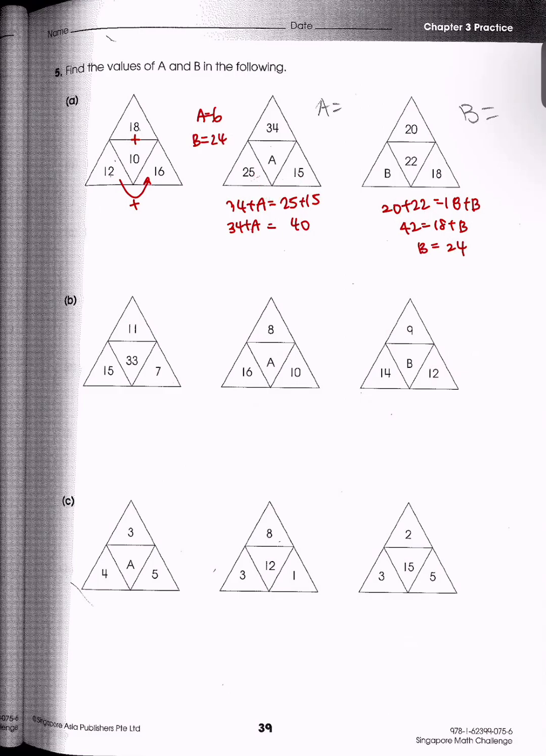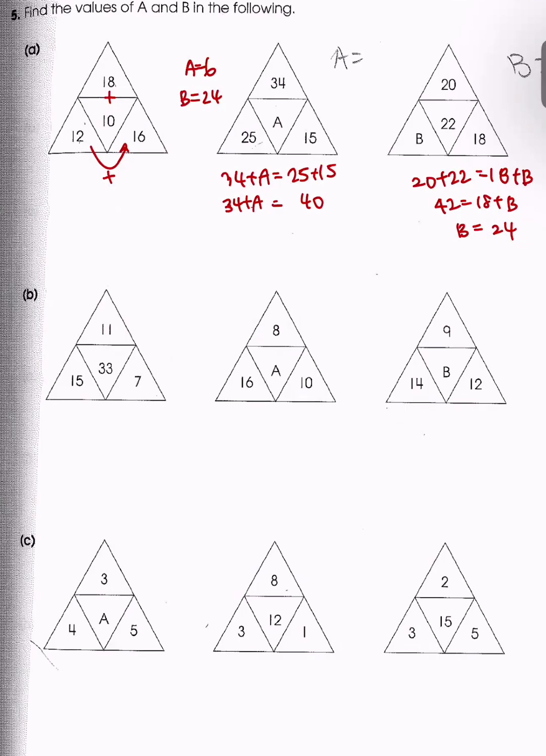And for B, 11 plus 15 plus 7 is going to equal the number in the middle. So the sum of the outer triangle is going to equal the inner triangle. Since 11 plus 7 plus 15 is equal to 33, then that tells us that A must equal 8 plus 16 plus 10, and so A is going to be 34.